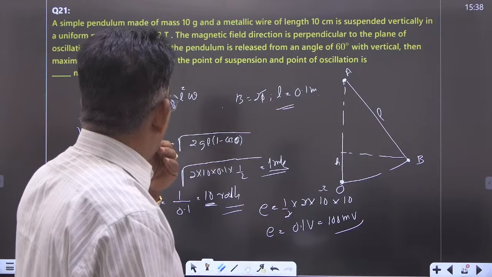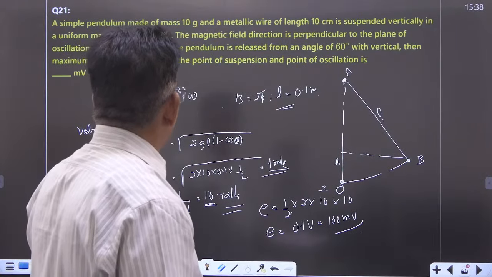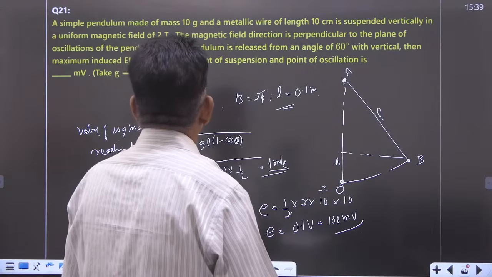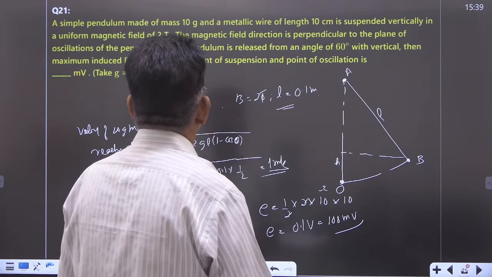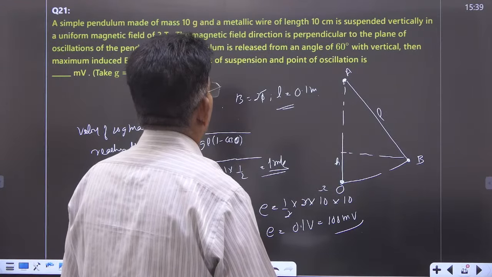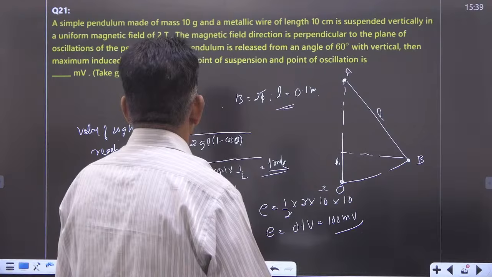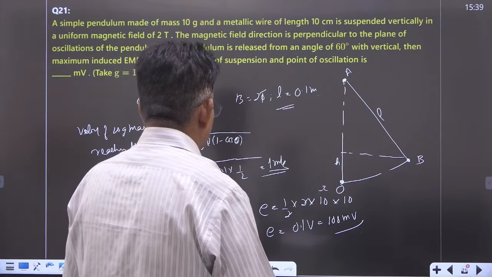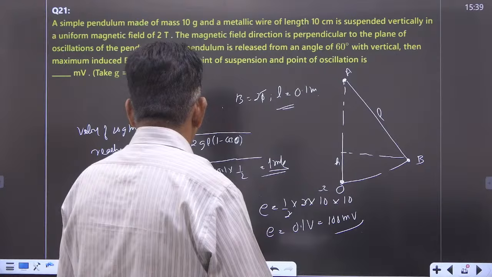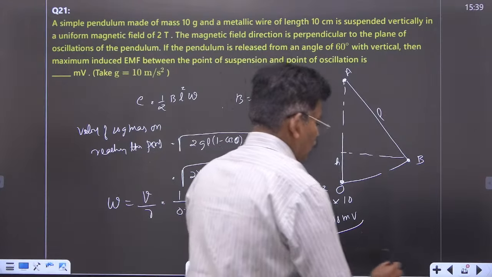Half B L squared omega, that is the induced EMF. Induced EMF for a rod rotating about one end is half B L squared omega. Half B is 2 Tesla. L squared is 10 centimeter, that is 0.1, correct? So 0.1 B L squared into omega. Omega is 10, so the value is coming to be 1. Correct, the method is correct. Forget about the answer.